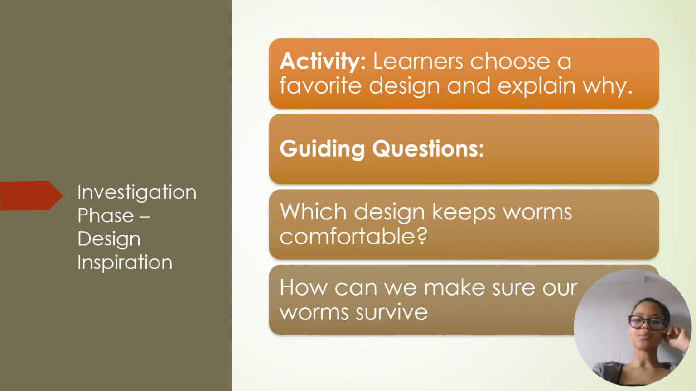Here I would show examples of different worm designs, and I would ask learners, which designs do you like the best and why? Which design keeps worms comfortable? How can we make sure worms survive? To get them thinking about what their worms need, like air, moisture, food, we'll discuss the basic needs of living things and how to design a farm that keeps worms healthy. This step will encourage creativity and problem solving as learners plan their own design using the examples for inspiration.